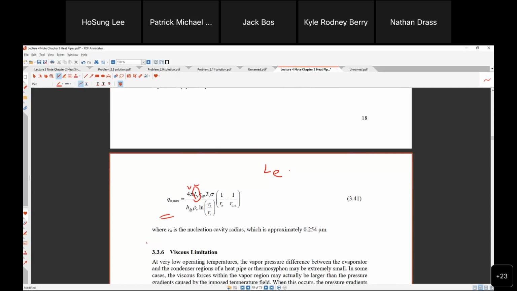Answer, please. L of E. Is that the effective length? No, L of E. We have L of... evaporator length. Say again? Length of evaporation. Length of evaporation.